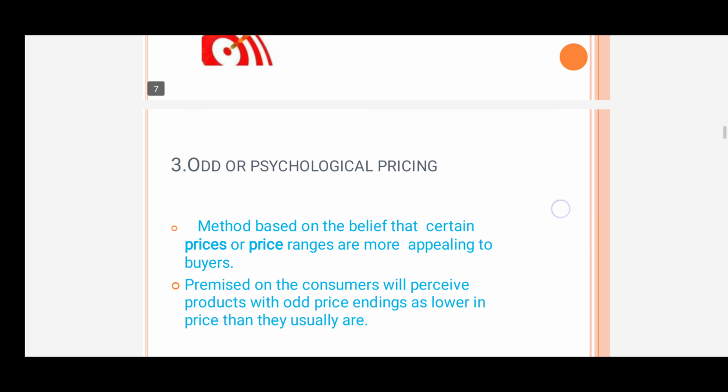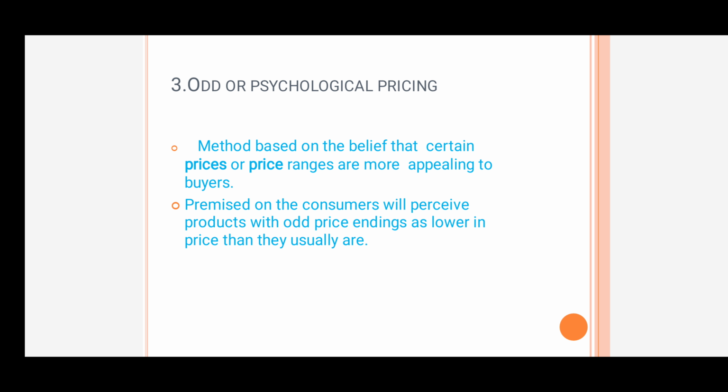Your next pricing strategy is odd or psychological pricing. This method is majorly used in most of the retail, hyper and supermarkets. It is based on the belief that certain prices or price ranges are more appealing to buyers. For example, in a shop like Max, where you get a lot of clothing and accessories, a t-shirt might cost you 499 rather than 500 rupees.